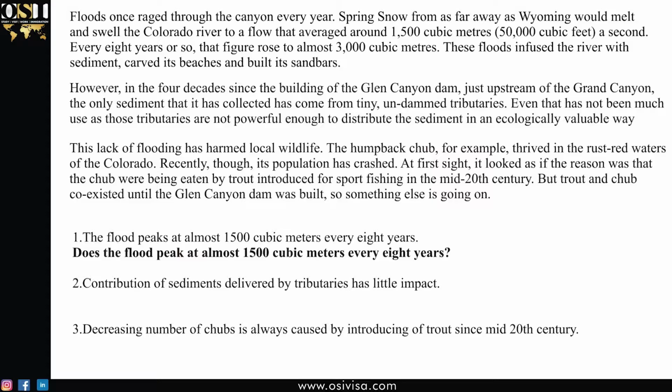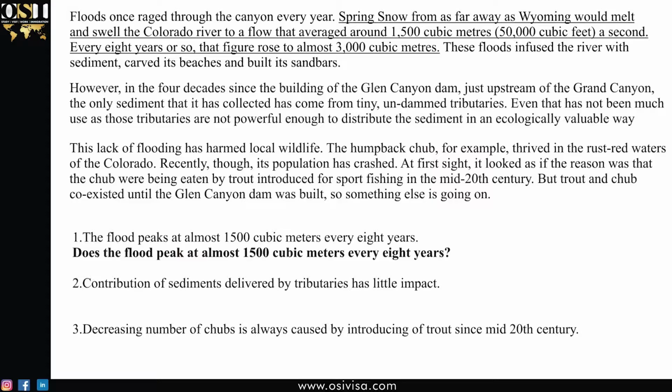So let's read the first paragraph. I've already located it for you. It starts from the second sentence, which says, spring snow from as far away as Wyoming would melt and swell the Colorado River to a flow that averaged around 1500 cubic meters a second. So over here, the 1500 cubic meters is the measurement of the flow of the river. It does not talk about the flood or anything yet. So let's move on and read the next sentence. It says, every 8 years or so, that figure rose to almost 3000 cubic meters.